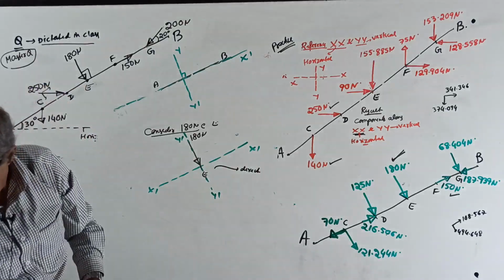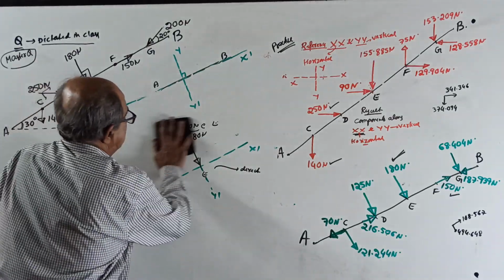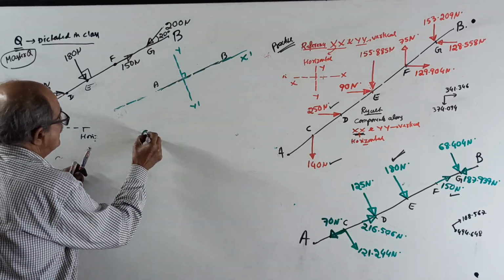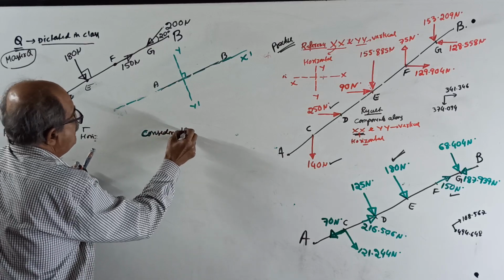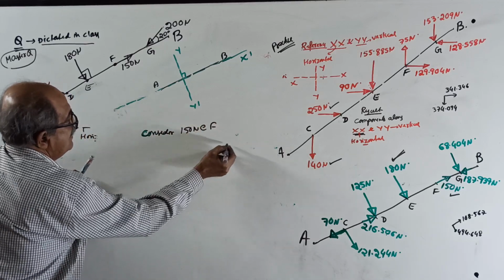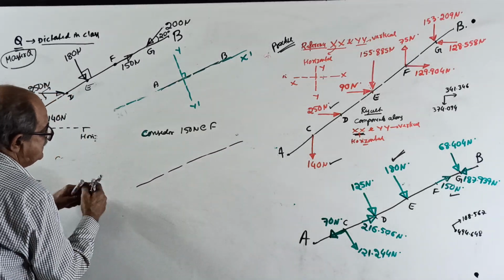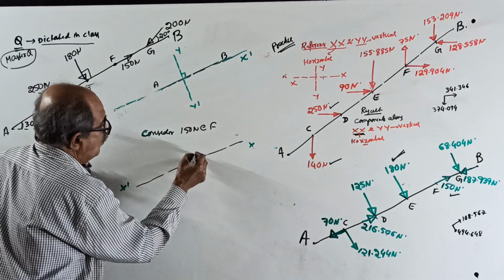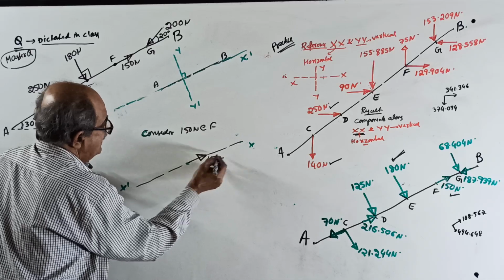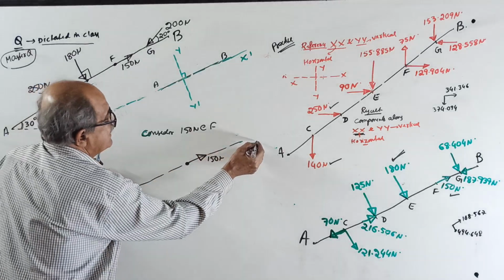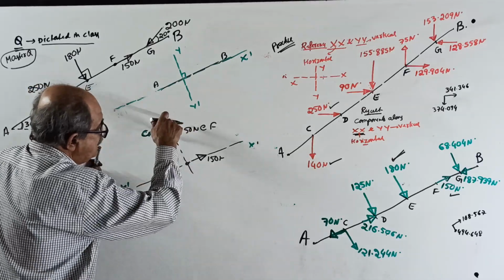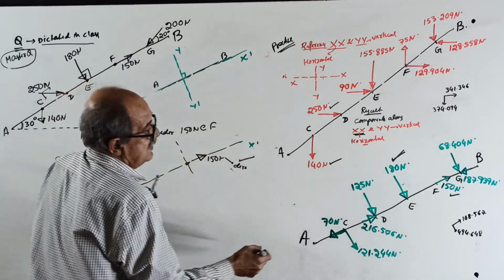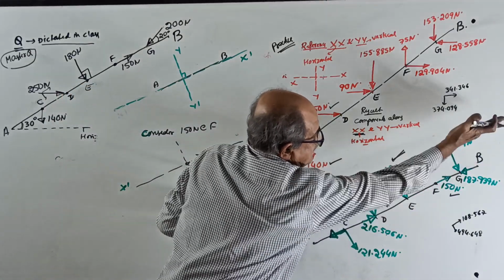Okay, now, last but one. Consider 150 Newton at F. See, your plane is like this, your x dash plane. Your 150 Newton is like this, right here. This also is directly along x dash. So no component this way, only one component. This also is direct entry. Direct answer. No component here.